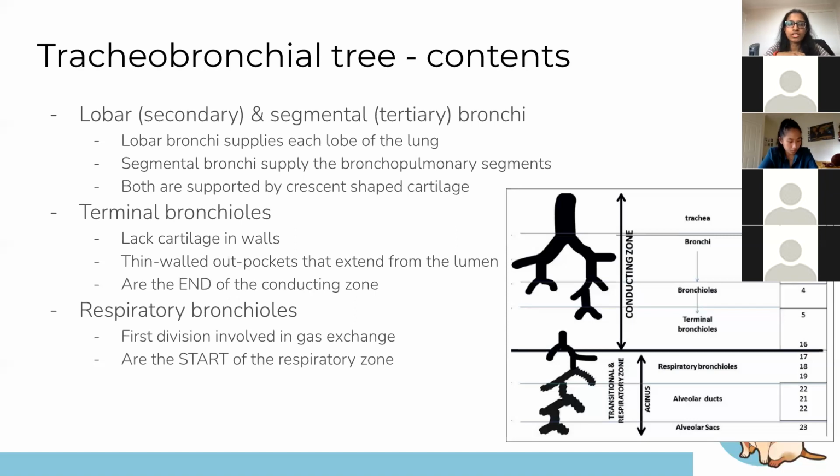Also really cool is that you're going to develop new alveoli until you're about 8 years old, which is really interesting. After 8 years old, you don't really have any more new alveoli, but until you're 8, new ones will keep coming up.